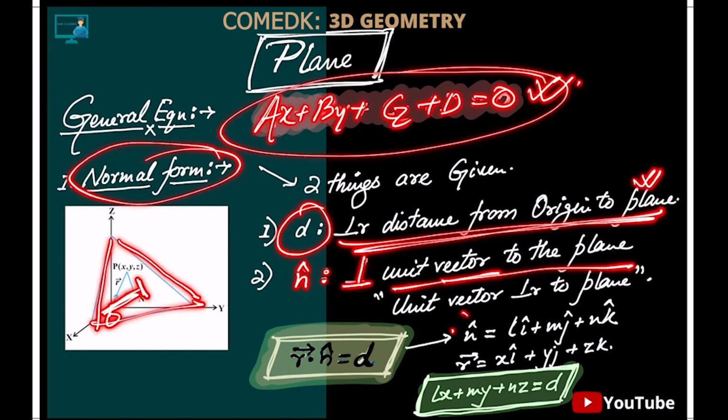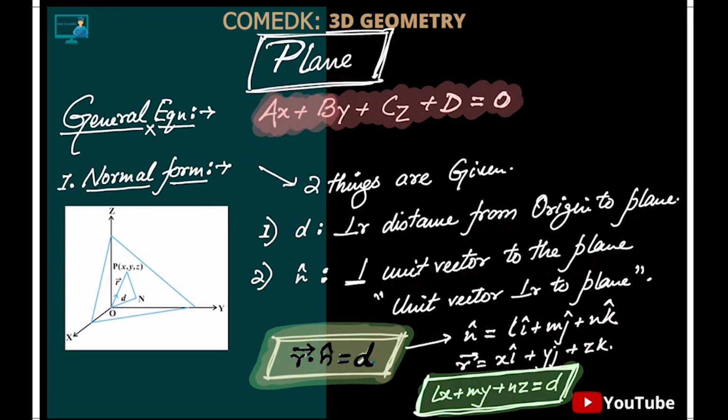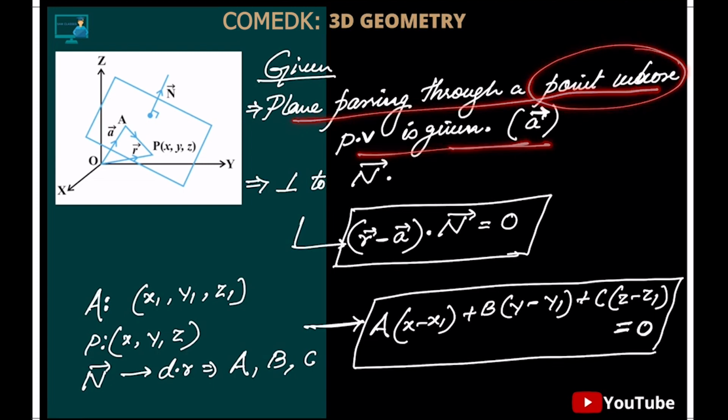So what is the equation? R vector dot n cap is equal to d. That's it. Since n cap is a unit vector, it will be written in terms of direction cosines: li plus mj plus nk, and r vector we normally write as xi plus yj plus zk. Now do the dot product. What you'll get is lx plus my plus nz equal to d. That's it. Clear.